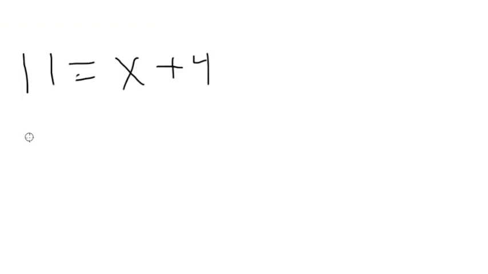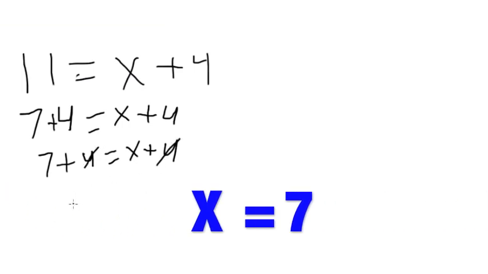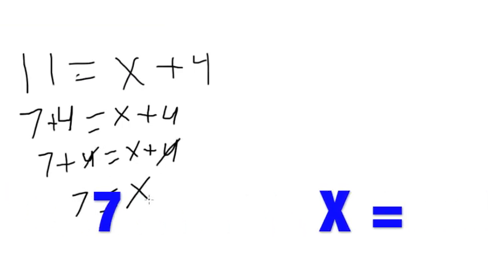By removing a positive 4 from both sides. To remove a positive 4, you would have to decompose 11, so it becomes 7 plus 4. The equation would read 7 plus 4 equals x plus 4. Now you would remove a positive 4 from both sides, so the value of x is 7.